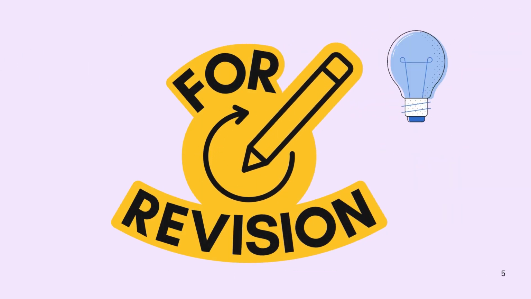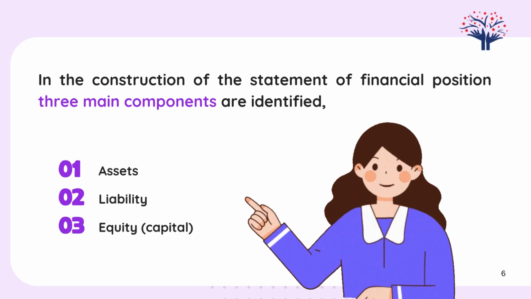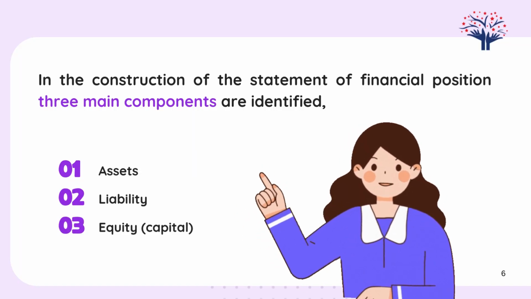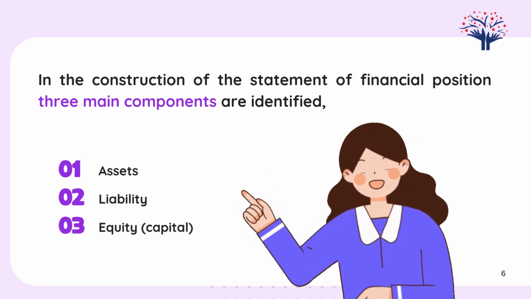Quick check. Can you recall the three main components of the statement of financial position? Take a moment to think. Yes, assets, liabilities, and capital. If you remembered all three, well done.